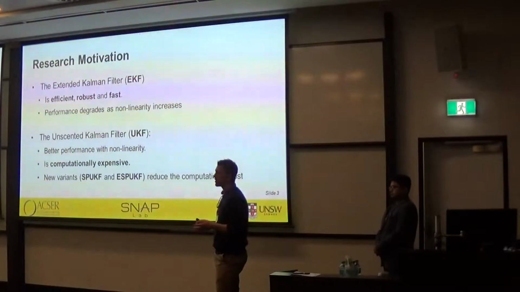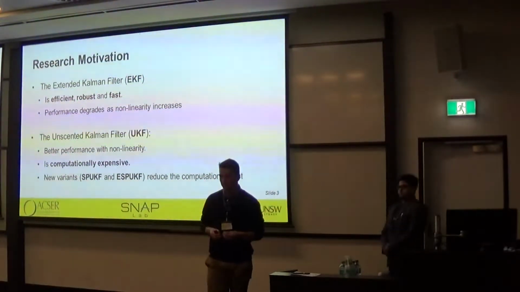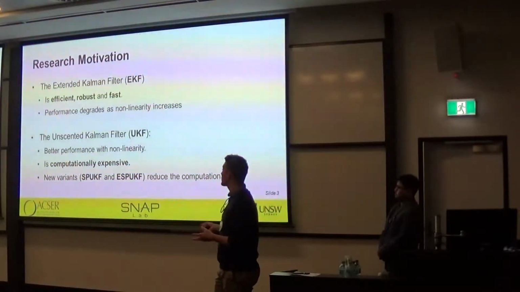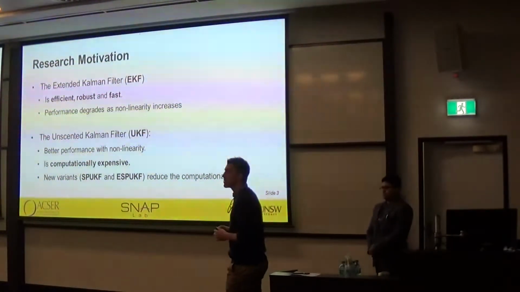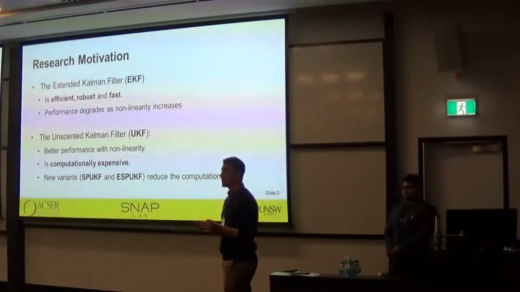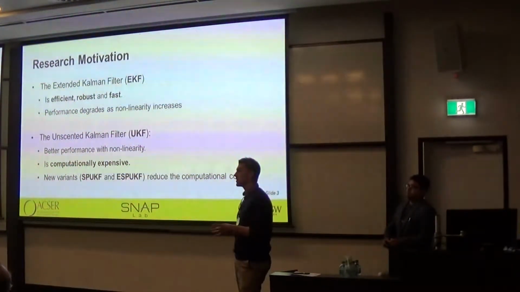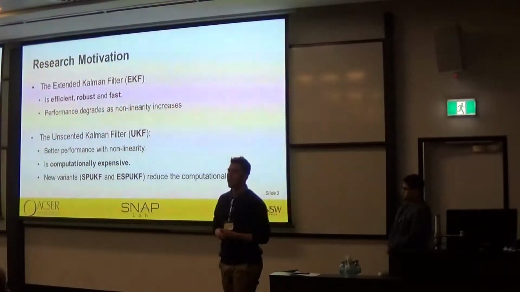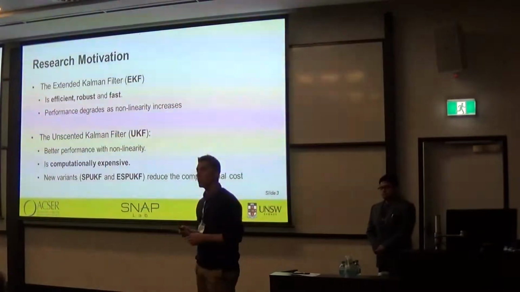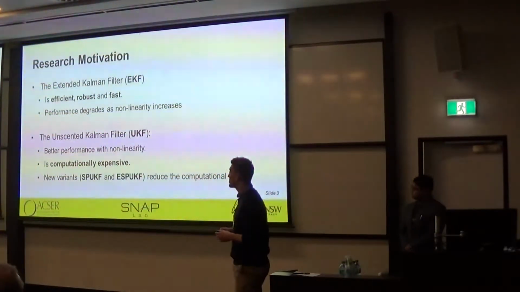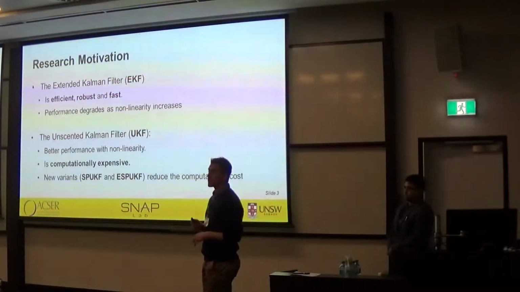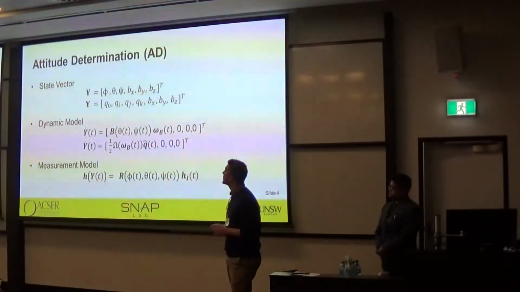It does fail a little bit when there are highly nonlinear dynamics or movement models involved. So this is why we want to have a look at using the unscented Kalman filter. Traditionally, the UKF has been the answer to the highly nonlinear situations, but it's computationally expensive. So when we send up our CubeSat that has very limited resources, we want to make sure that we're using all of those to the best that we can. And we'll be looking at some new variants which Sanat has worked on, which drastically reduce that computational cost.